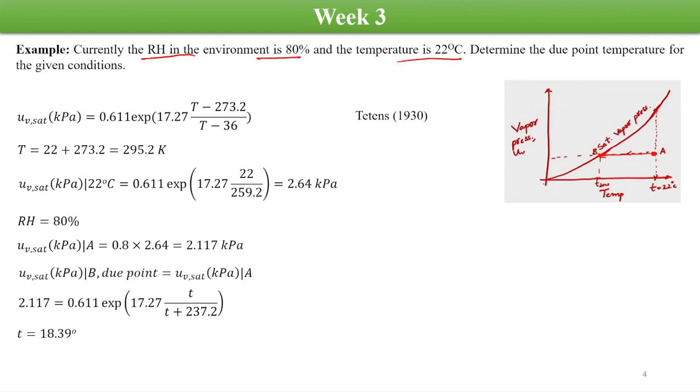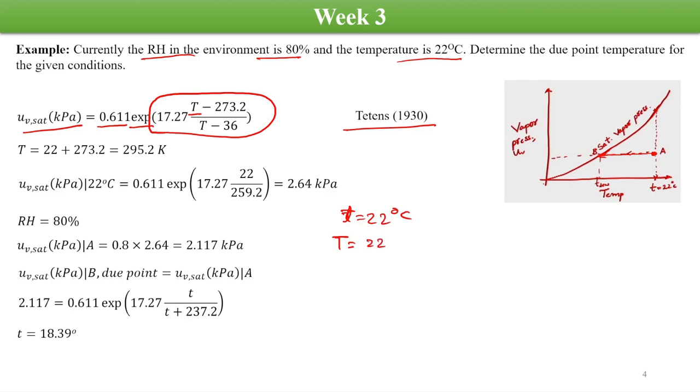To determine the Uv saturated value, we will use Tetens' formula, which is given that Uv saturated in kPa is equal to 0.611 times an exponential term which includes the temperature value. Now the temperature here is 22 degrees Celsius, so we will convert it to Kelvin: 22 plus 273.2, that's going to be 295.2 Kelvin.